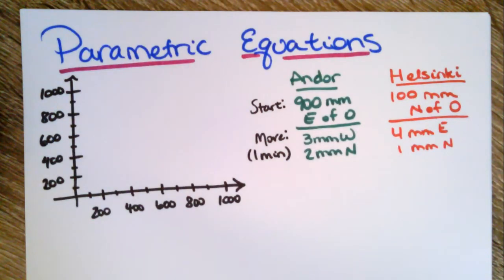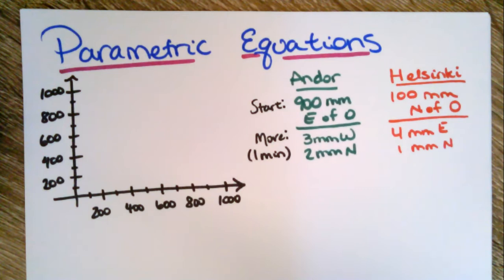In this video, I'm going to introduce you to parametric equations, and we're going to start with a contextual scenario that will give us an idea of the value of parametric equations, what they can do for us mathematically. So we've got a scenario here of two ships, the Andor and the Helsinki, and this grid that I've got graphed here is representing the monitoring screen for someone who monitors ship traffic.